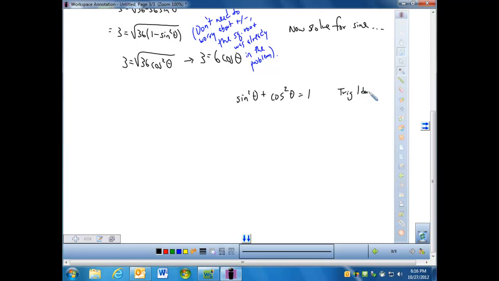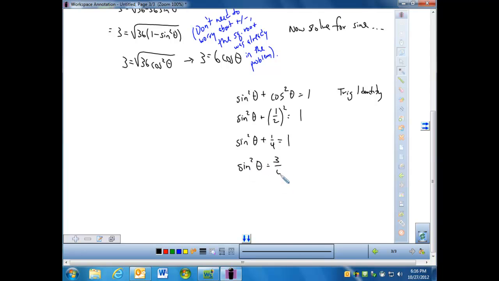And so when you plug that in, plug in what you just figured out just now. You just found out that the cosine of the angle was a half. So sine squared plus 1/2 squared equals 1. Simplify that to a fourth. Subtract it to the other side. And you get sine squared equals 3/4.